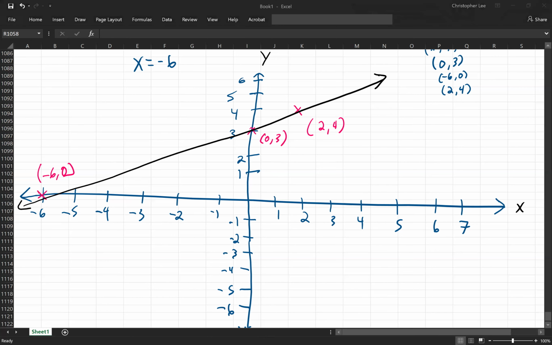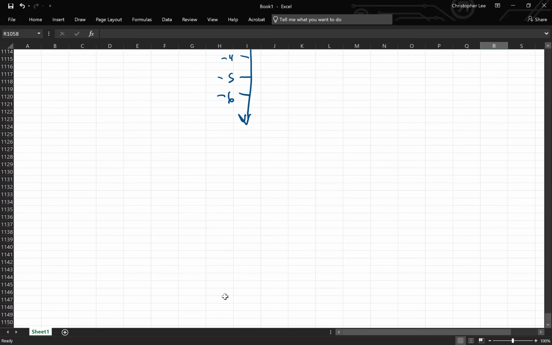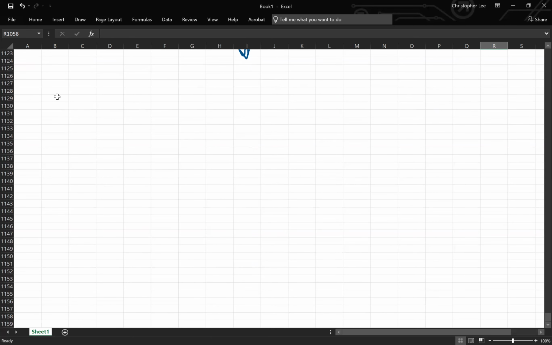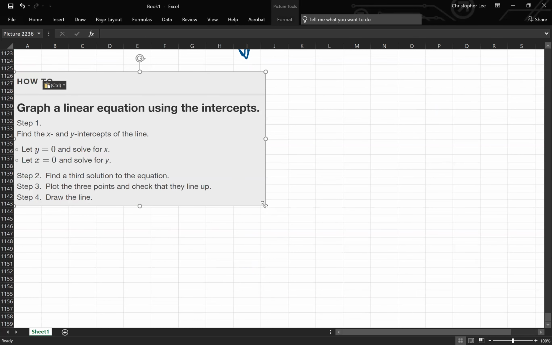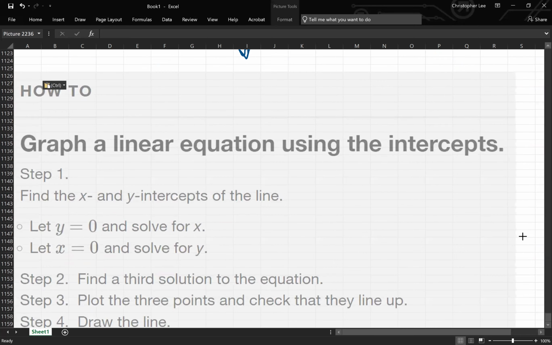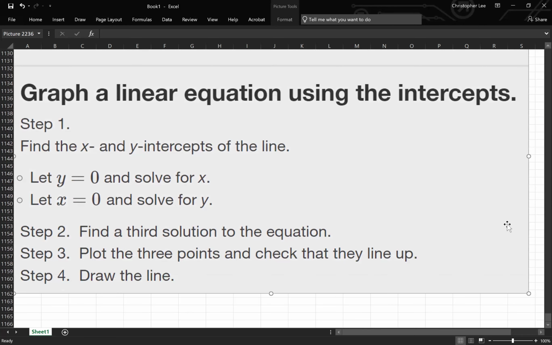All right, let me give y'all some notes real quick. So this is how to graph a linear equation using the intercepts, right? Step one, you want to find the x and the y intercepts of the line. So you're gonna plug in y equals 0 to solve for x. That's gonna be your x-intercept. You're gonna plug in x equals 0 to solve for y. That's gonna be your y-intercept.